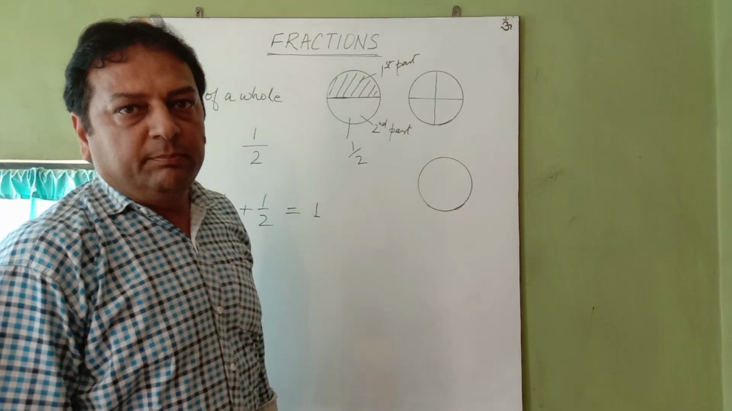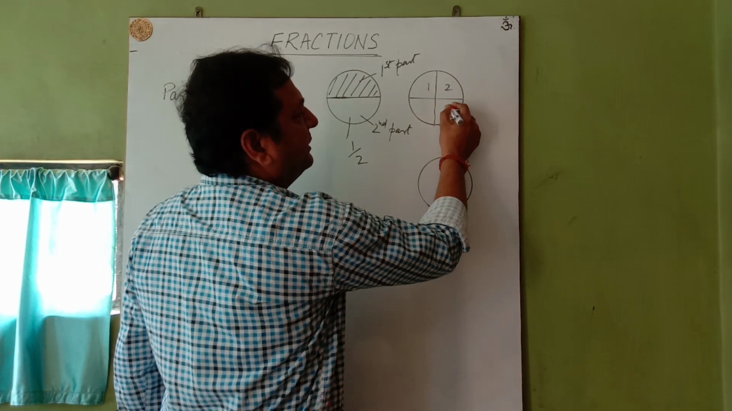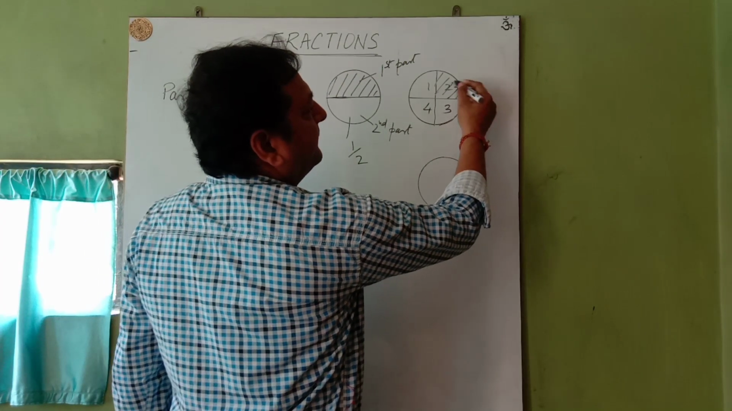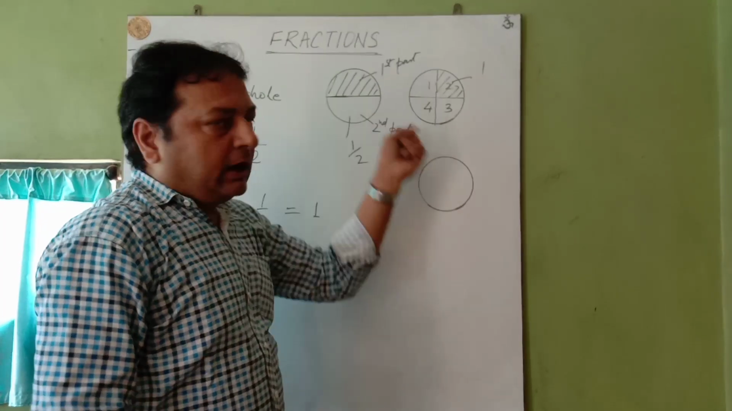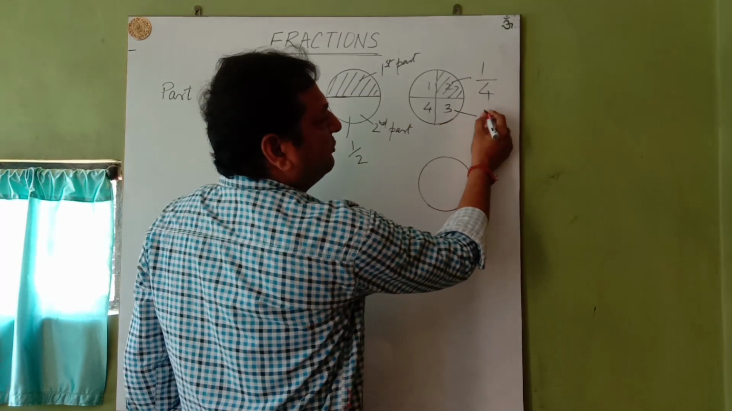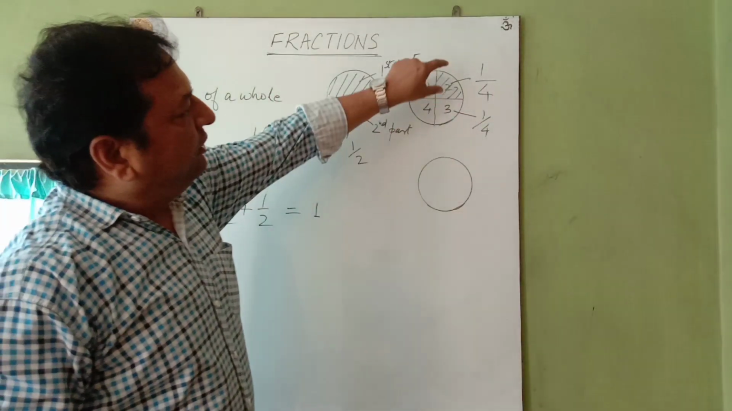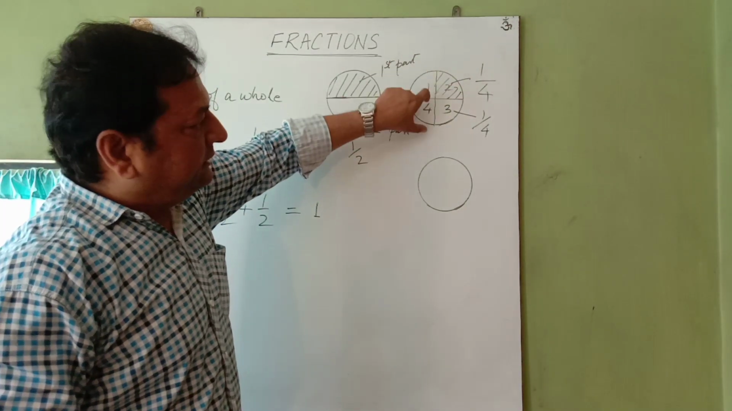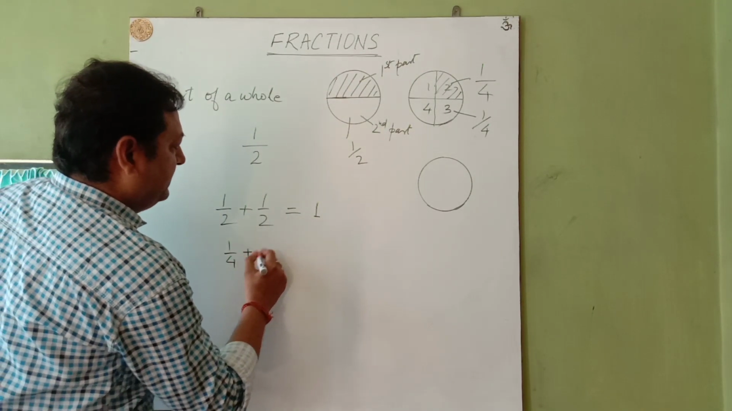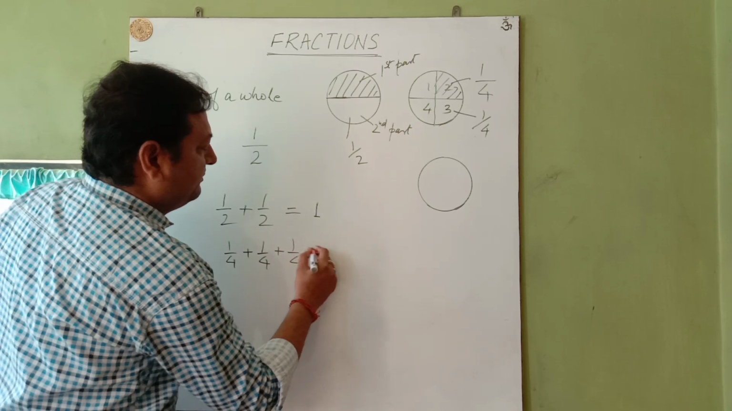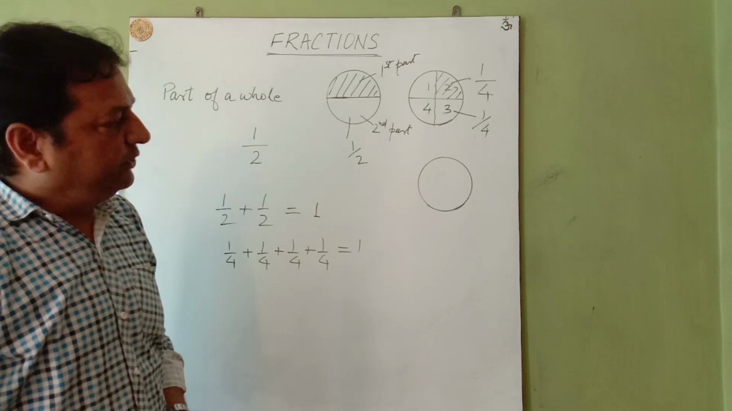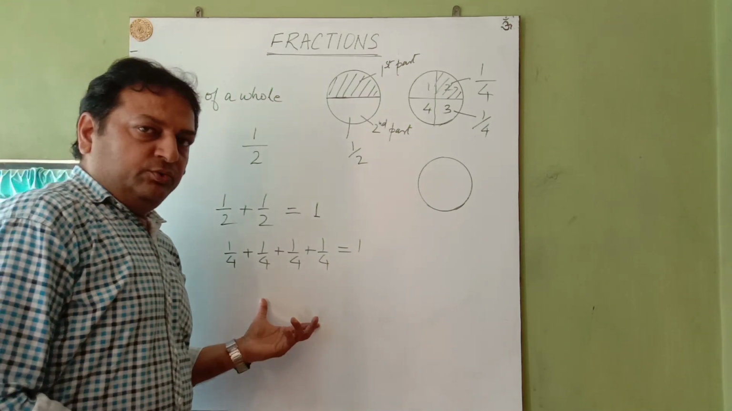In the same way, now suppose I divide this into 4 equal parts. This is the first part, second part, third part and fourth part. If I talk about this part, this is one part out of 4. This is also 1 out of 4. So in all, 1/4, 1/4, 1/4 and 1/4. If I add all these, 1 upon 4 plus 1 upon 4 plus 1 upon 4 plus 1 upon 4 is equal to 1. Okay? This is clear to you?